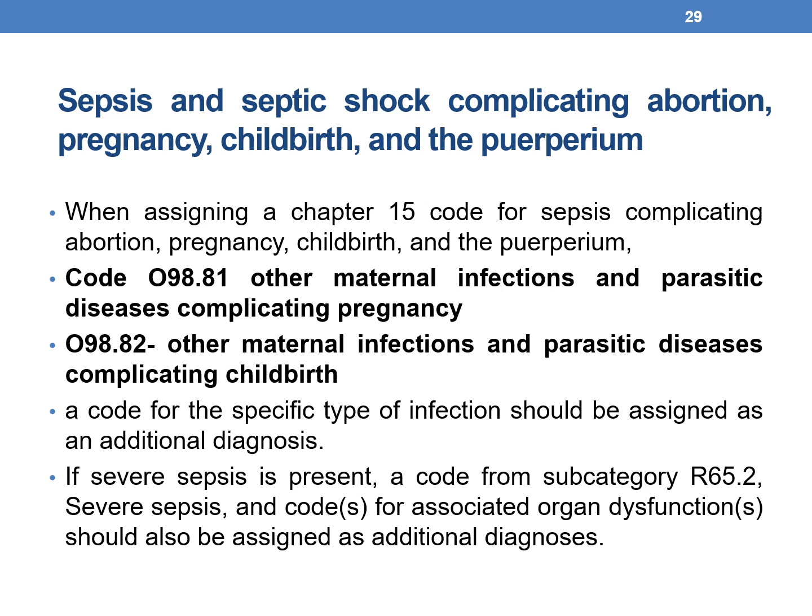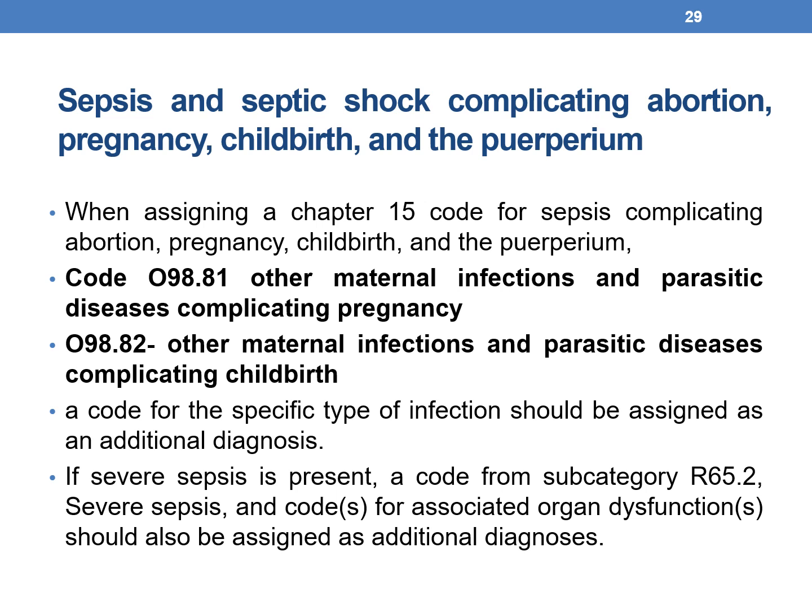Now coming to sepsis and septic shock complicating abortion, pregnancy, childbirth and puerperium. One ground rule is that whenever assigning the chapter 15 code for sepsis complicating abortion, pregnancy, childbirth or puerperium, the chapter 15 codes take priority. That is, the codes take the first priority and they must be given as PDX.